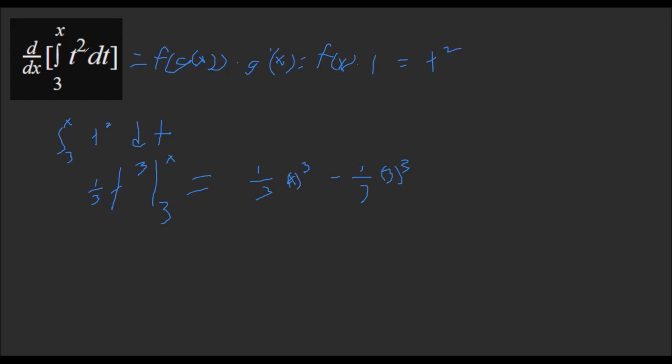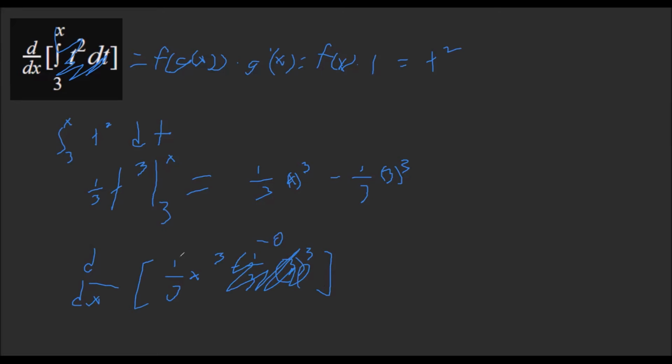We found that the integral from 3 to x of t squared dt is equal to 1/3 x cubed minus 1/3 3 cubed. So this over here is equal to this over here. So from here, we're going to find the derivative with respect to x of 1/3 x cubed minus 1/3 3 cubed. And since the derivative of a constant is 0, we can just cross out this area here. We can say minus 0 if you wish.